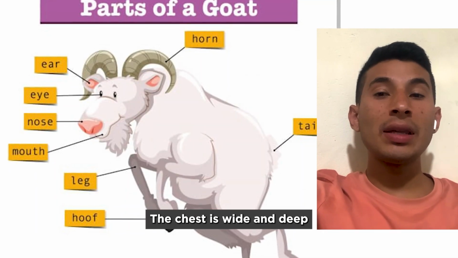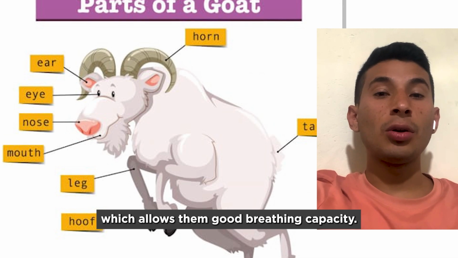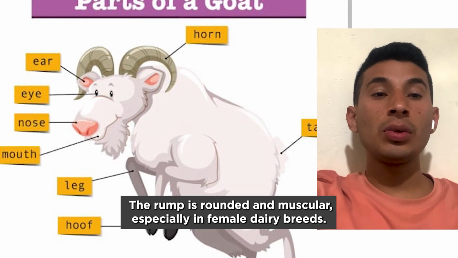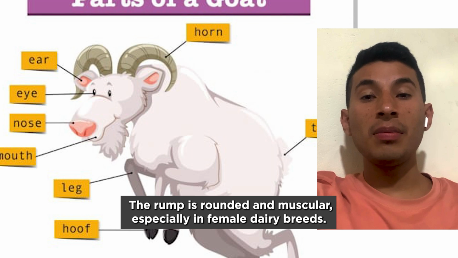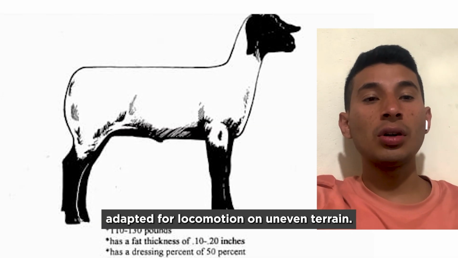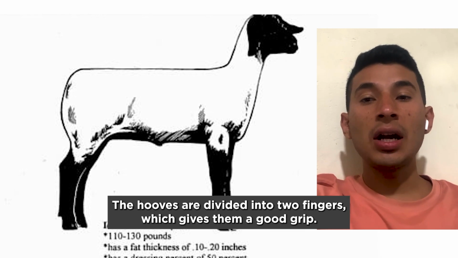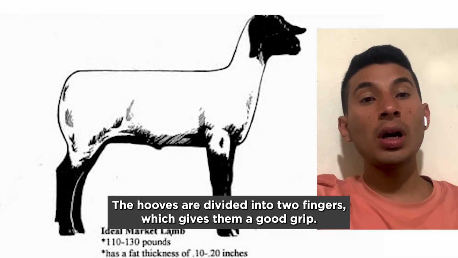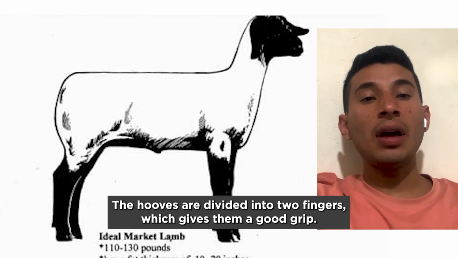The chest is wide and deep, which allows them good breathing capacity. The rump is rounded and muscular, especially in female dairy breeds. The limbs are thin and strong, adapted for locomotion on uneven terrain. The hooves are divided into two wide toes, which provides a good grip.